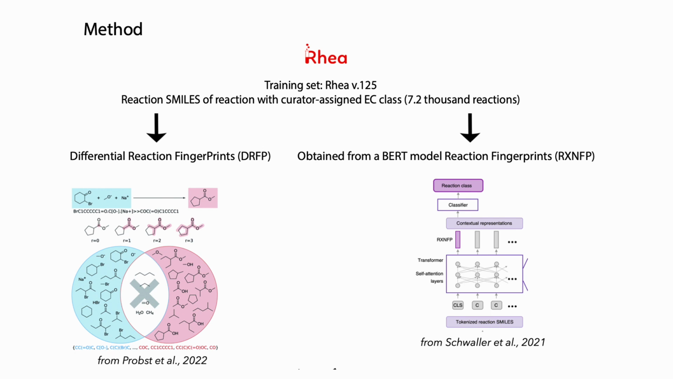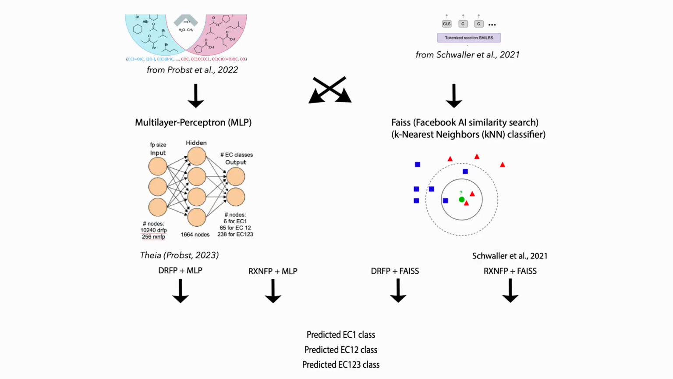To accomplish this goal, two methods for reaction fingerprint generation were tested: DRFP, differential reaction fingerprint based on circular chemical substructure extraction and hashing, and RxNFP, obtained from a BERT model. Previous research comparing DRFP and RxNFP showed that while DRFP only slightly improves on the classification and prediction accuracies of other methods, its value lies in its conceptual simplicity, low use of computational resources, and reproducibility.